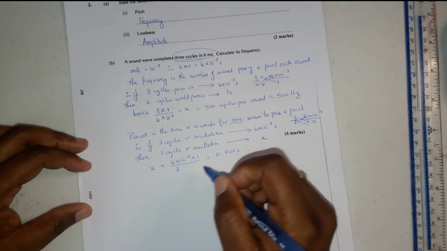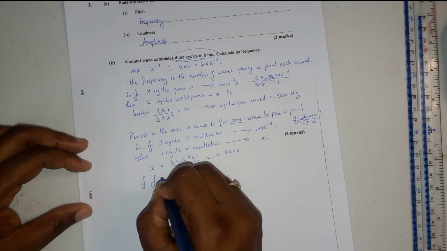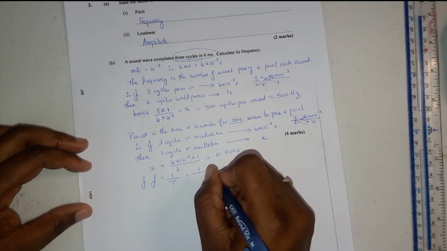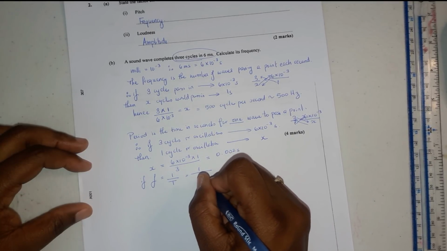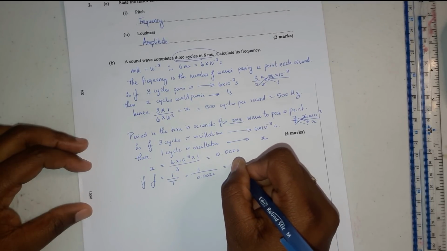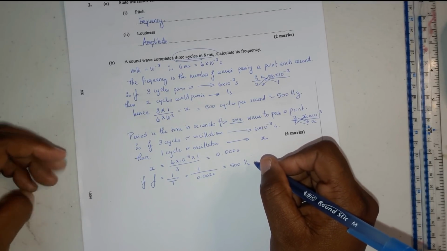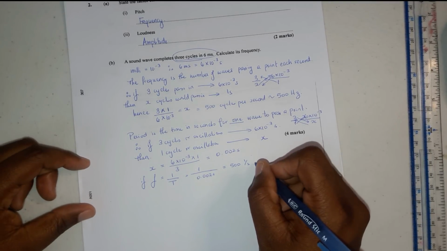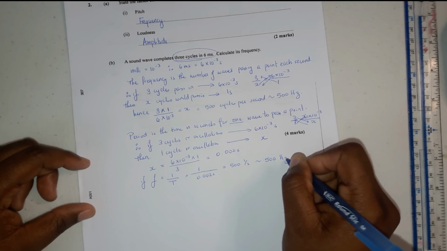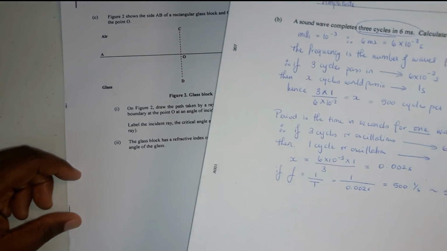So that will be the time it takes for 1 cycle to pass a point. And since we have the period now, we know that frequency is equal to 1 divided by the period, then we just say 1 divided by 0.002 seconds will give us 500 cycles per second, and that will translate to 500 hertz. Okay, so we got the answer twice. I hope that helped.